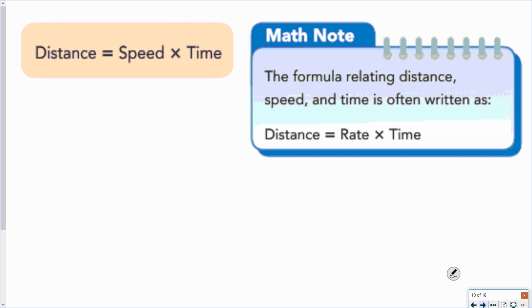And we have a new formula that we can utilize here. The one in the upper left says distance equals speed times time. And the one on the right-hand side says distance equals rate times time. Rate and speed are interchangeable there. So we took the speed that we knew Mr. Anthony was driving, and we multiplied it by how long he was driving for.